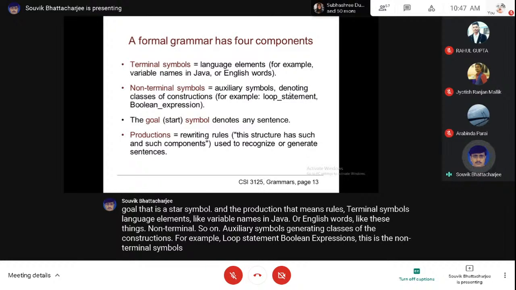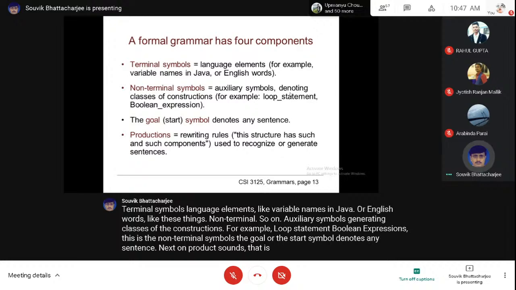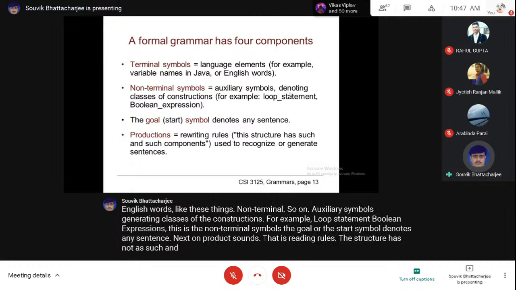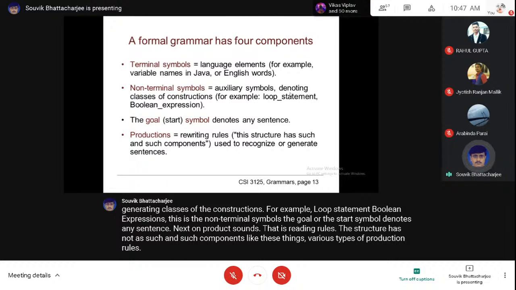The goal or the start symbol denotes any sentence. Next, productions, that is, rewriting rules. The structure has such and such components. There are various types of production rules, like A produces B plus C, or ID produces these things. Various types of production rules we will see.